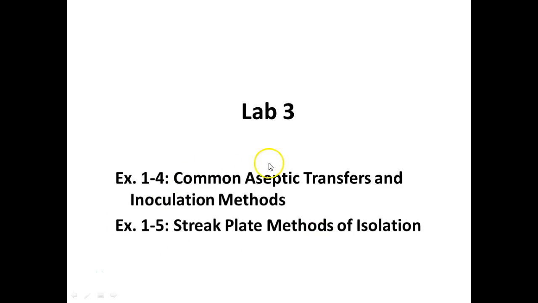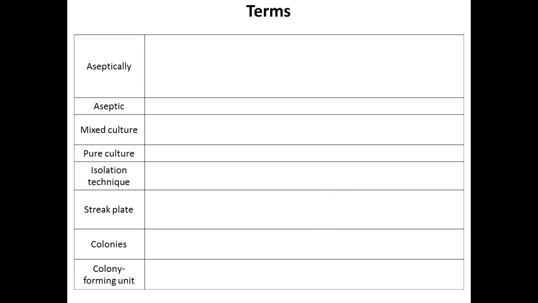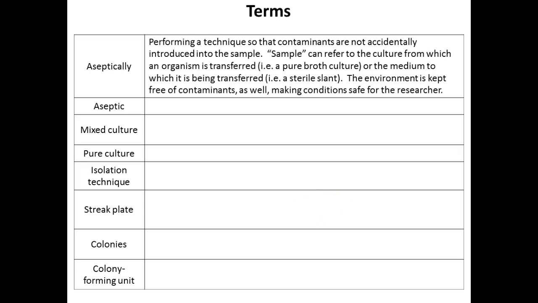So today, common aseptic transfers, which we were just talking a little bit about. And then we're also going to do a streak plate method, so you'll also produce a plate. So aseptically, what does that mean? It means performing the technique so that we don't contaminate. Because as we already know from our very first lab, the air is a source of contamination. Our breath, our fingertips, our desktop.